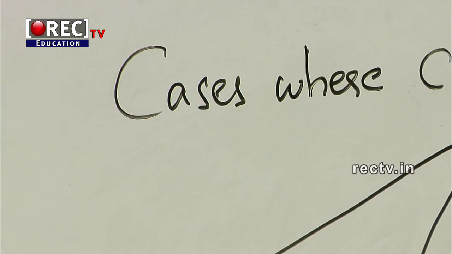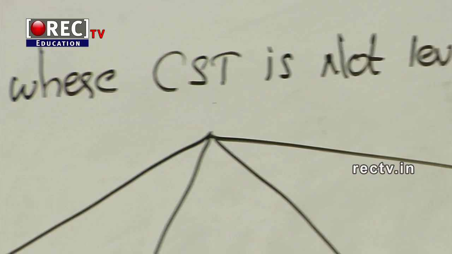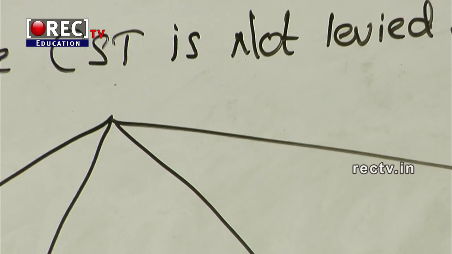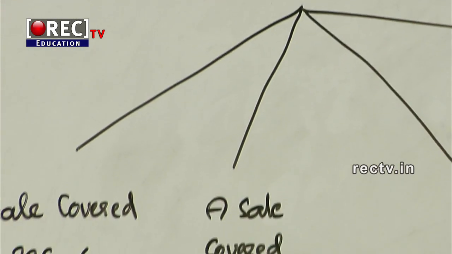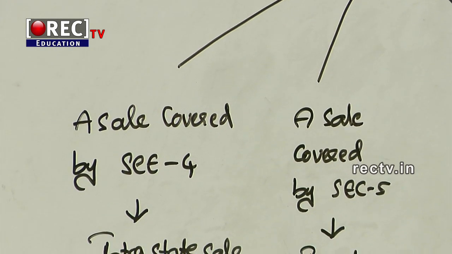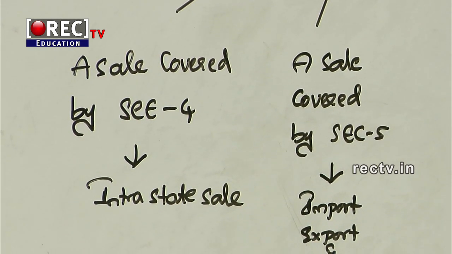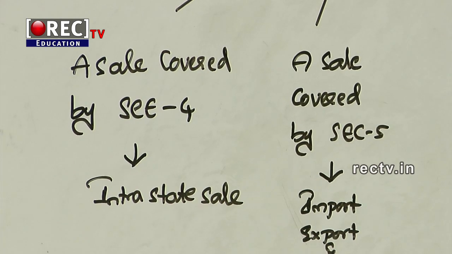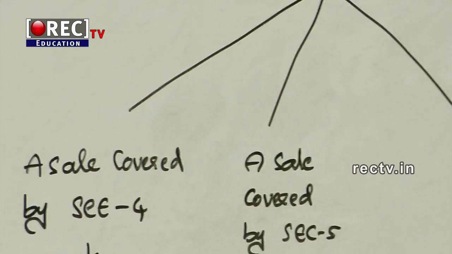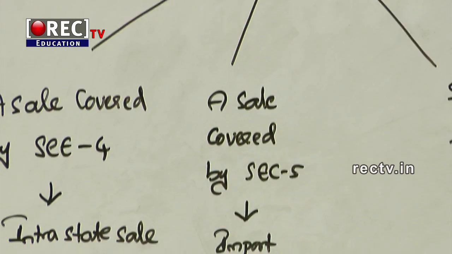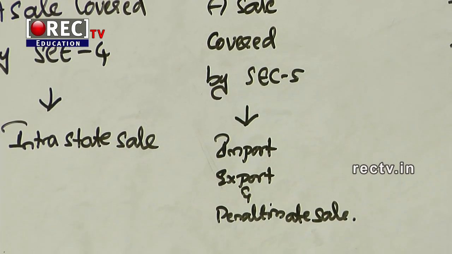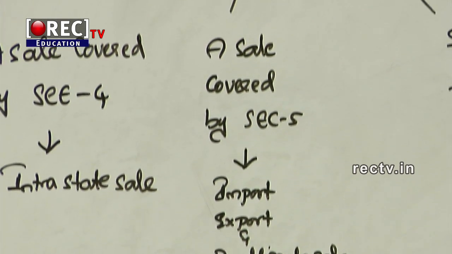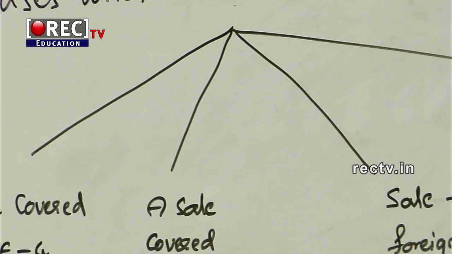Last topic of CST, cases where CST is not levied. There are 4 cases. One is a sale covered by section 4, that is intra-state sale. We have already studied section 4. And second, a sale covered by section 5, that is import, export or penultimate sale. There is no levy of CST.